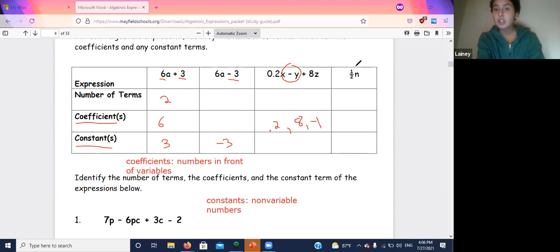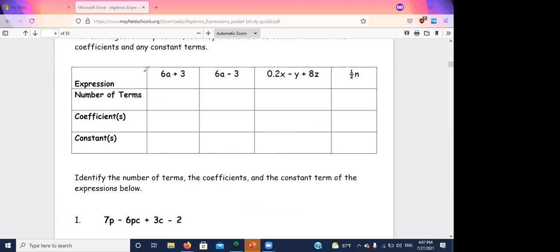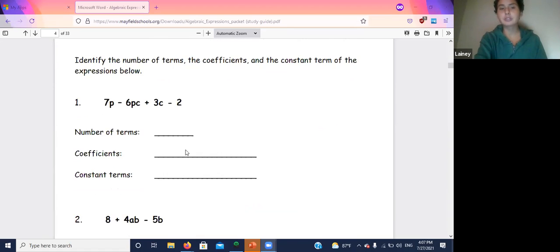And there are no constants for this one, so you can go on to the last one, and then we'll move on. The number of terms is 1, and the coefficient is 1/2. Very good job. Perfect. Okay, before we move on, do you have any questions, or is everything making sense so far? No, everything makes sense, yeah.